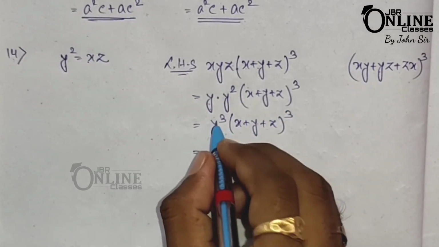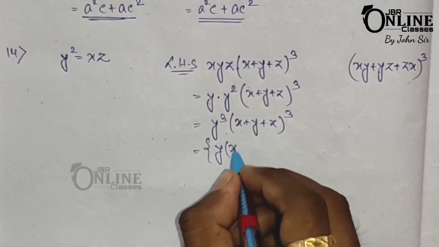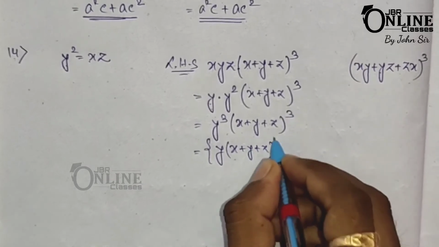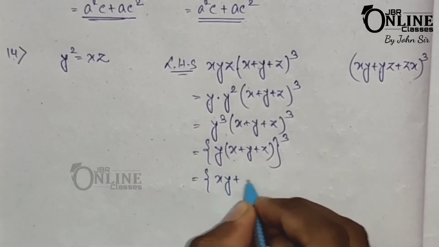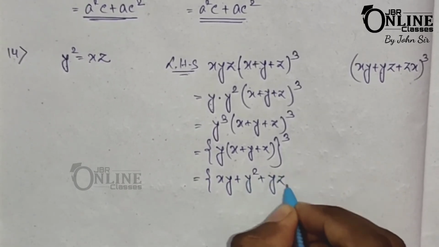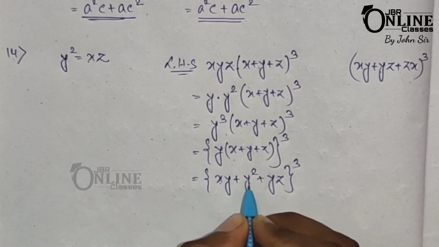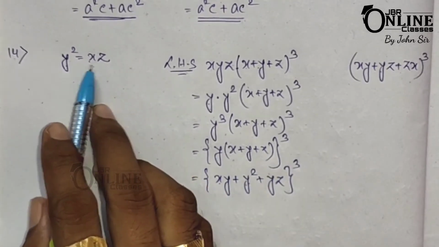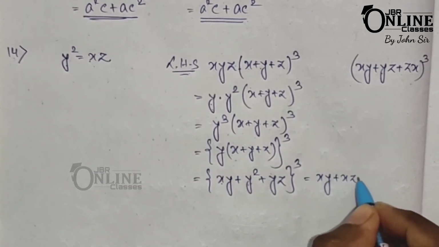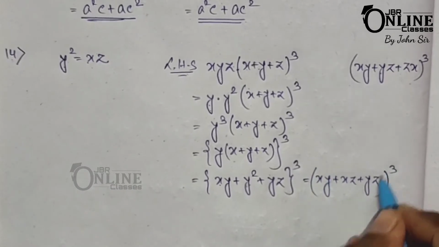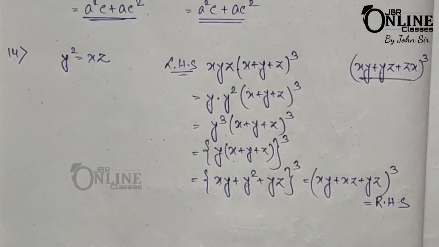Okay, so here y cube and here x plus y plus z cube, so just write it in this way: y into x plus z, then second bracket whole cube. So that will be xy plus y square plus yz whole cube. Now here xy plus y square, now instead of y square just write down xz, as the value of y square equal to xz. So here xy plus xz plus yz whole cube, so that equal to right hand side. So it's proved.